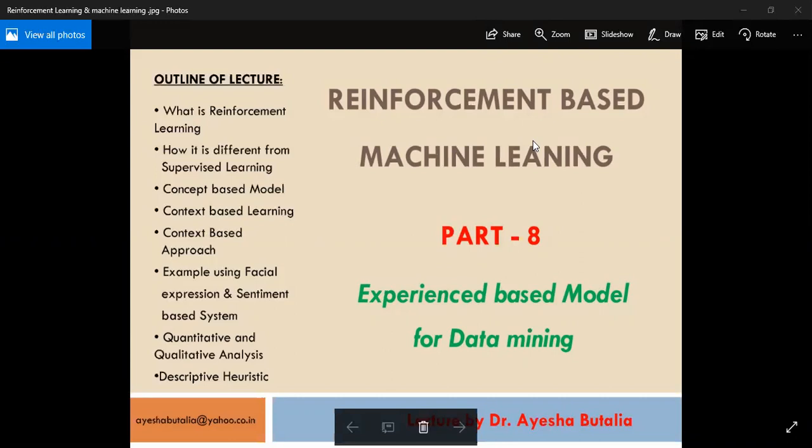So the outline of today's presentation is: what is reinforcement learning, and how it is different from supervised learning. We will be discussing context and concept-based models, with an example using facial expression and sentiment-based systems, and differentiating the quantitative and the qualitative analysis with respect to the descriptive heuristic model and the predictive model. So let's start.